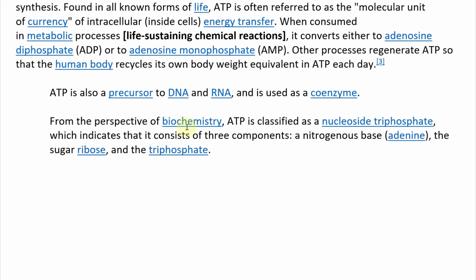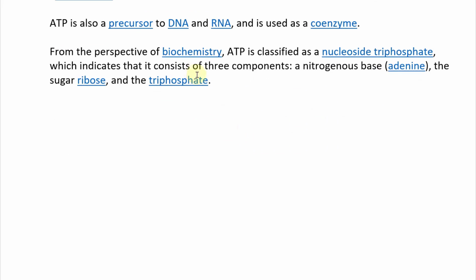From the perspective of biochemistry, ATP is classified as a nucleoside triphosphate, which indicates that it consists of 3 components: a nitrogenous base, a nucleoside, and remember, a nucleoside is a nucleobase plus a 5-carbon sugar. In this case, the nitrogenous base is adenine, the sugar is ribose, and then the triphosphate.